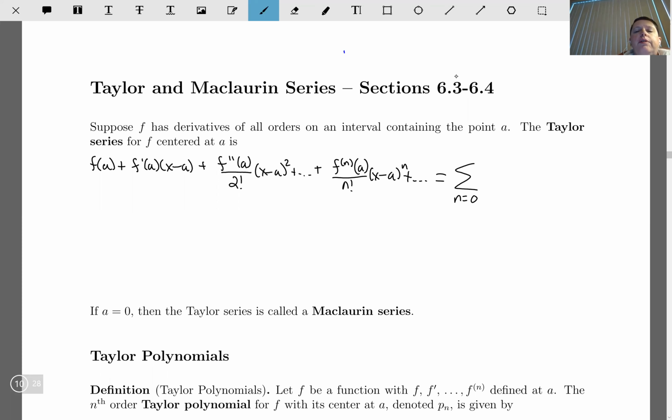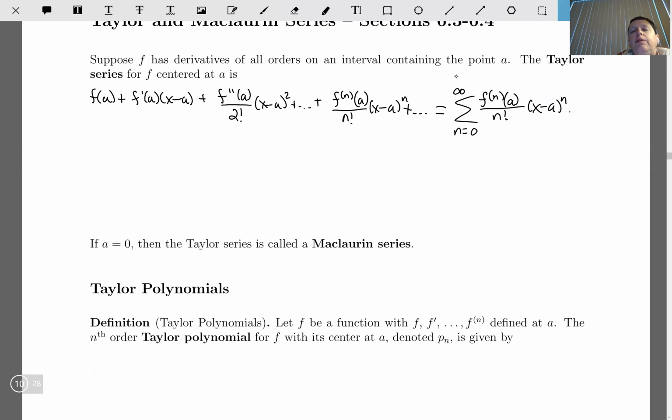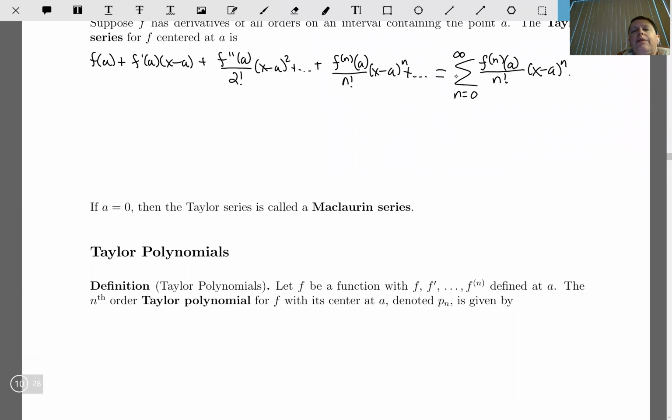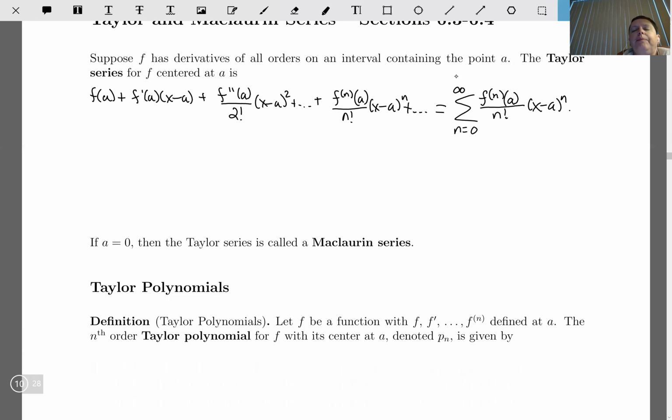So we can write this as the summation, n goes from 0 to infinity, of the nth derivative evaluated at a divided by n factorial times (x minus a) to the n. And if a is equal to 0, the Taylor series is called the Maclaurin series, so that's the big deal.